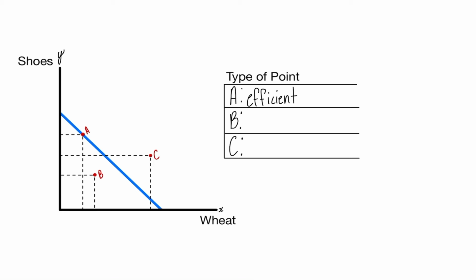However, you're not using your full capabilities of production, meaning you can produce more of either one or both of the products or the items on the curve. So point B will be an inefficient point.